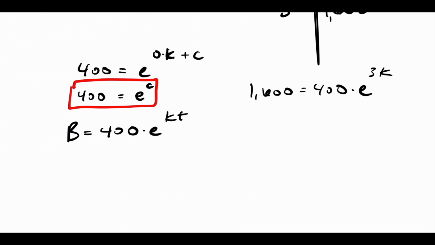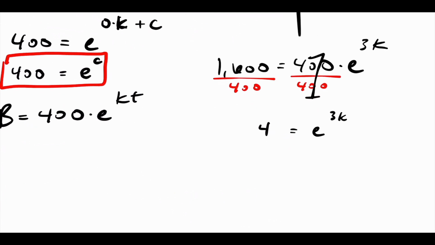First thing I'm going to do, divide by 400. e to the 3K equals 4. 400 goes into 1600 4 times. The letter I want to solve for is up in the sky. How do I bring it back down to Earth?